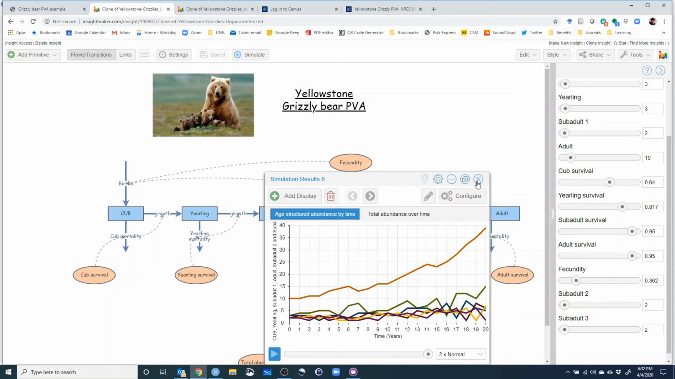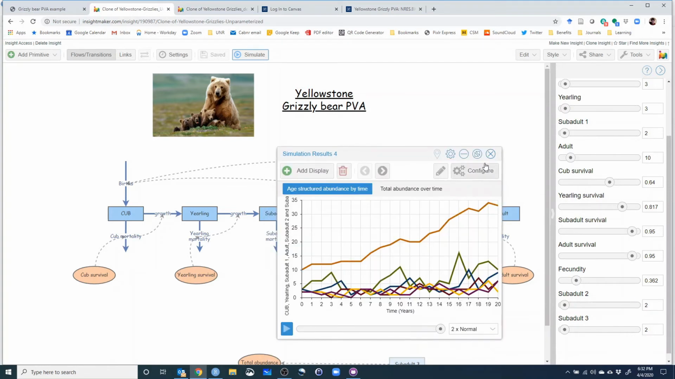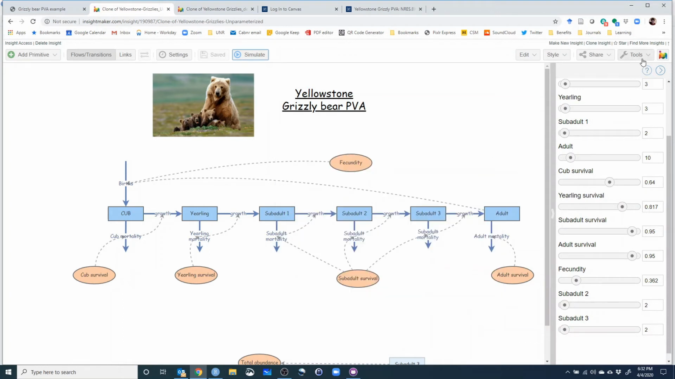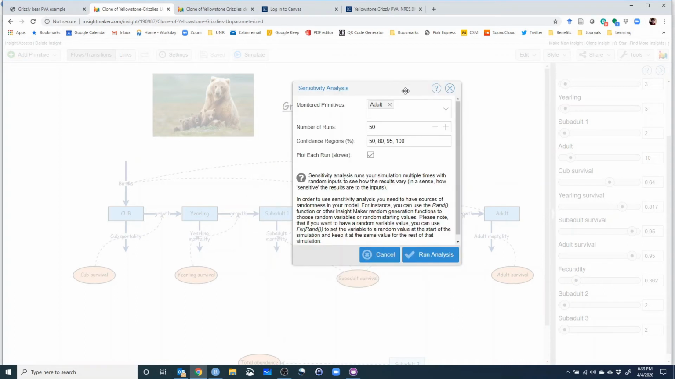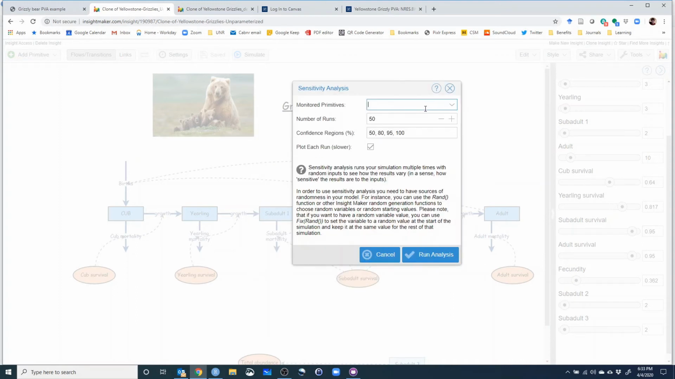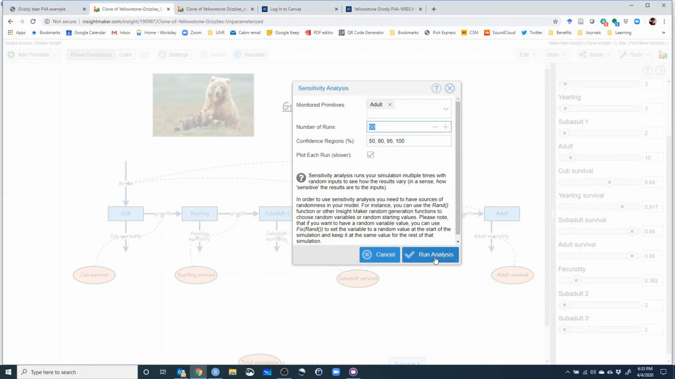So there we go. Since we can't interpret a single run as being the truth, what we can do is run a whole lot of runs and look at the cloud. So we use the sensitivity testing tool to run, let's say, 50 runs here. We're going to monitor the adult age class, let's monitor the adults for now. Looks good. Let's run it.